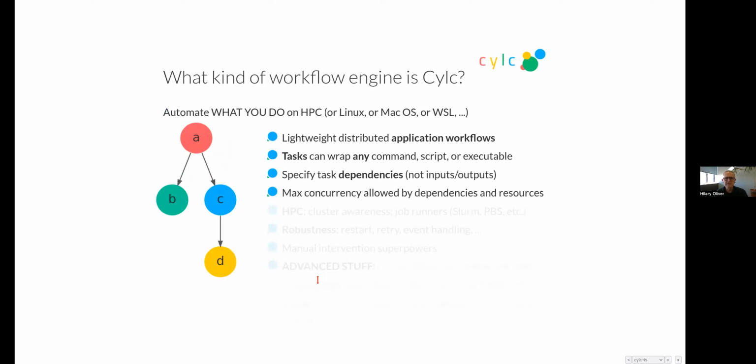More specifically, it runs lightweight distributed application workflows. By application workflows, I mean each task in the workflow, A, B, C, and D here, is an independent application, a command or a script or an executable, and Cylc can use those. Those programs don't need to know they're being co-opted into a workflow. In Cylc, you specify dependencies between tasks. You say, these are the tasks I want to run, and they depend on each other in this way. You don't specify inputs and outputs.